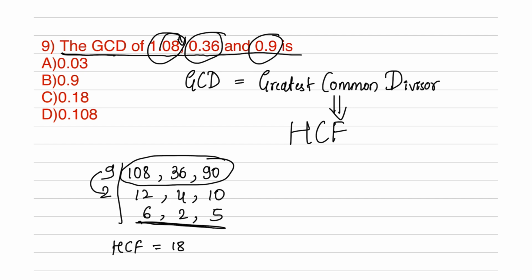But is this the right answer? No, as we have taken 2 decimal places away, so we have to keep the decimal back. So 0.18 is the right answer. Option C is the right answer.